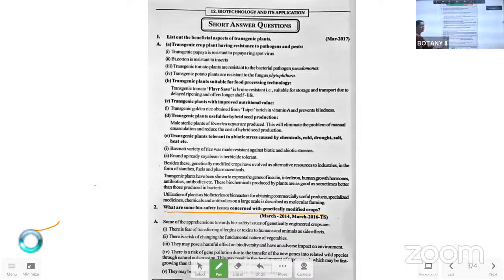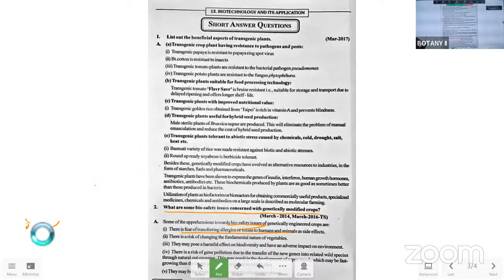When the genes are changed, the products we are eating, the genes will interact with our genes also. So that is the problematic one, obviously. That's what we are saying. Okay, what are the biosafety issues? That means what we have to consider on the safe side when we are producing these plants in the outside world. The first one is there is a fear of transferring the allergies and the toxins to the humans and to the animals as side effects.